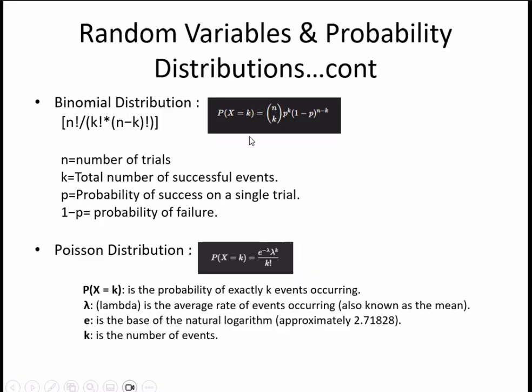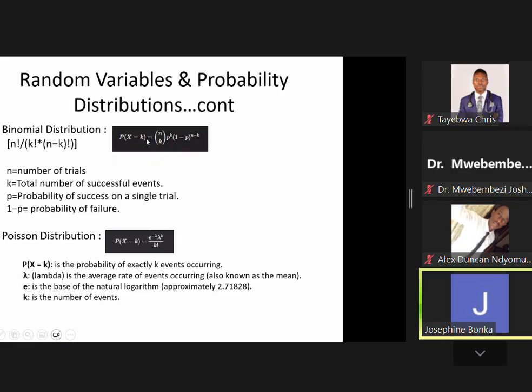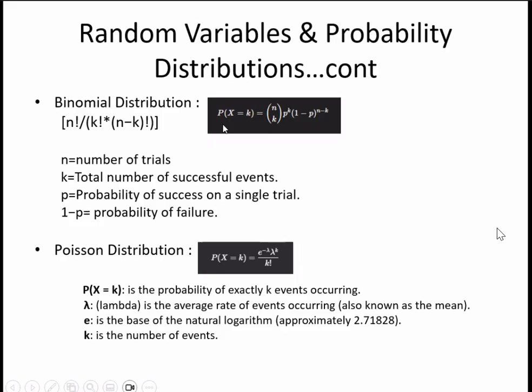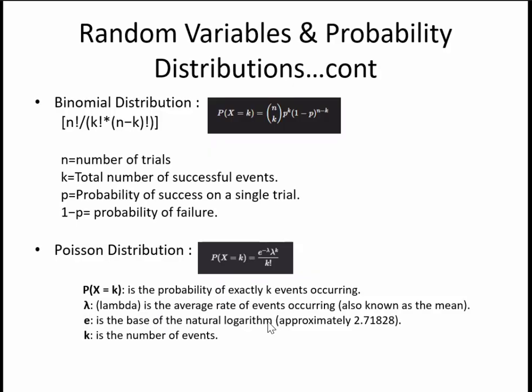We are looking at probabilities. I want you to remember that. So we are looking at the probability of X equal to k. When I say X equal to k, I'm just saying the probability of maybe success, or maybe failure, depending on what the question is asking. So k is the number of successful events, n is the number of trials, p is the probability of success on a single trial, and then 1 minus p is the probability of failure.